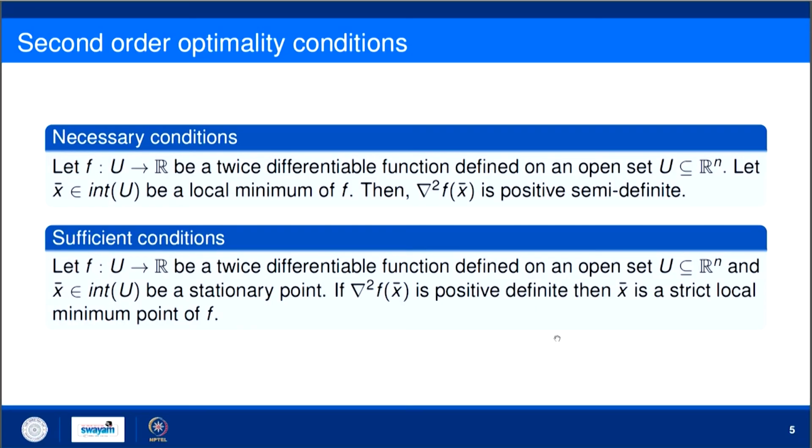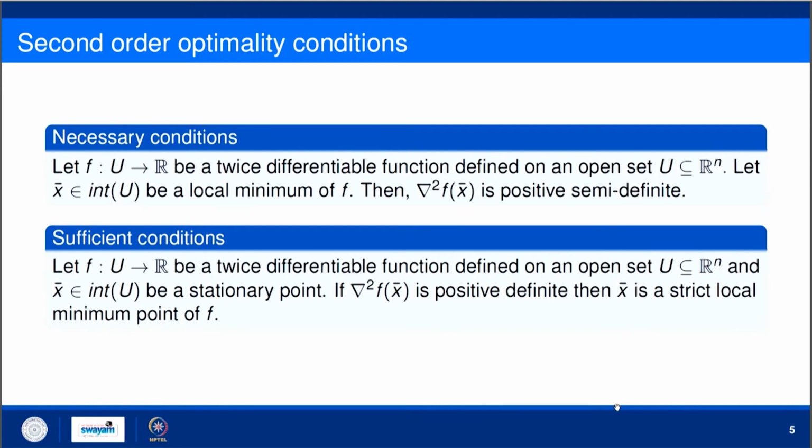So, now what is the second order necessary condition for f to have a point of local minimum? This is a second order necessary condition: if f is a twice differentiable function on an open set u, a subset of R n, and let x bar belonging to the interior of u be a local minimum point of f, then the Hessian matrix of f at x bar is positive semi definite. This is also a necessary condition, not sufficient.